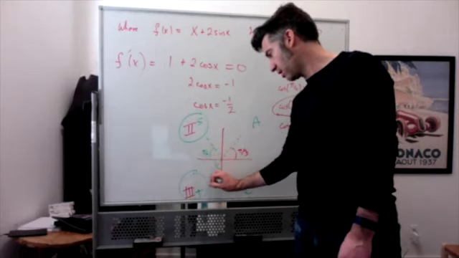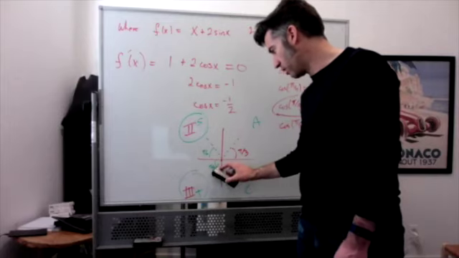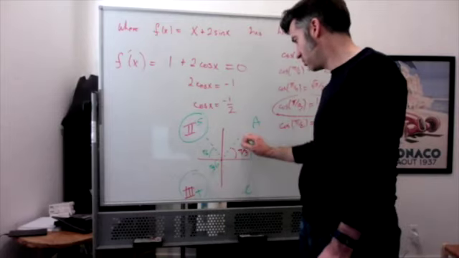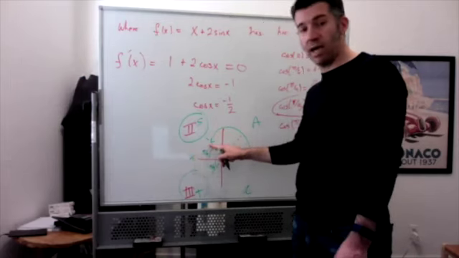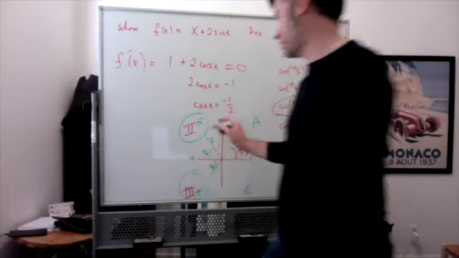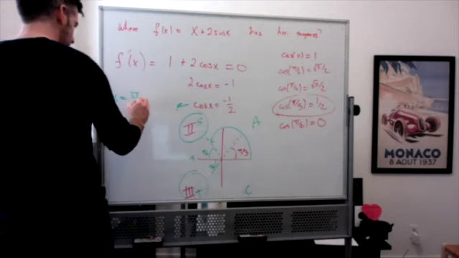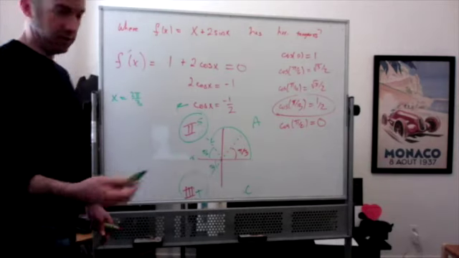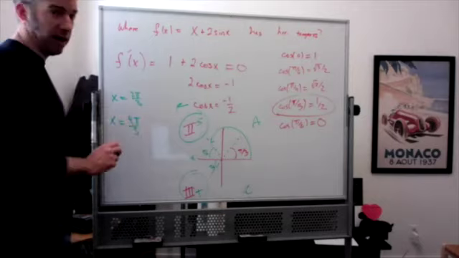Oops, come on, James. Meaning I need my actual angle to be pi minus pi over 3 and pi plus pi over 3. So my actual answers here are x equal to 2 pi over 3, which is pi minus pi over 3, and x equal to 4 pi over 3, which is pi plus pi over 3.